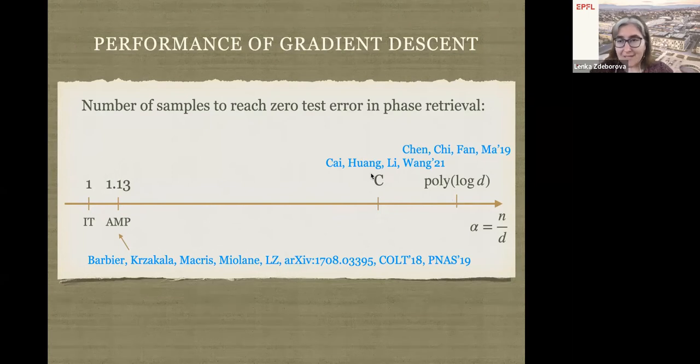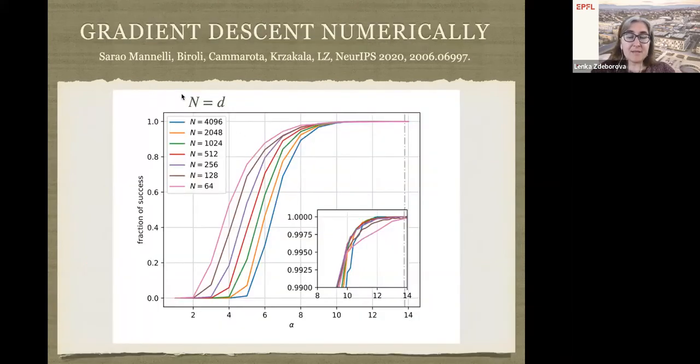But now, let's look at how it is in practice if we just run it. In other words, is this proof tight, or is there a gap that it can be improved? So when we run gradient descent on the loss function a few slides ago, we look at the fraction of success, where we call it a success when the test error gets below some threshold, which was some small number in this case.